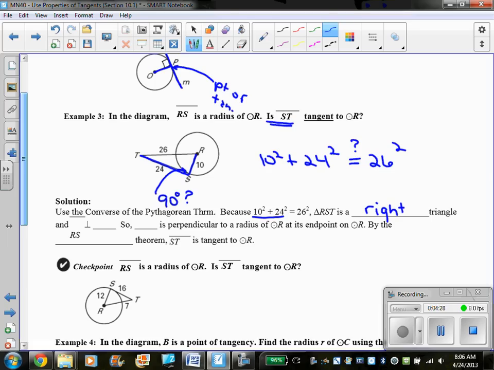Let me rewrite that up here. RS is perpendicular to the tangent line, which is TS. And because it's perpendicular, we know that ST is perpendicular to a radius of circle R at the endpoint on circle R, so by the tangent theorem, ST is tangent to circle R.